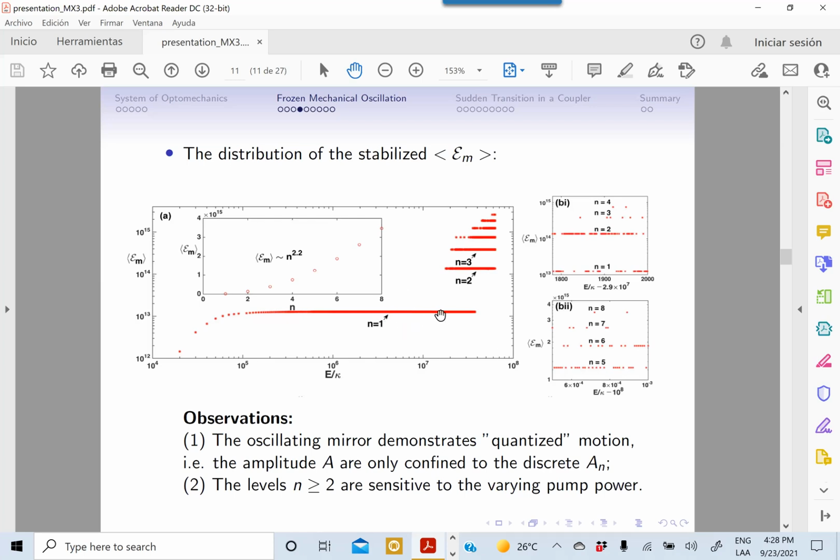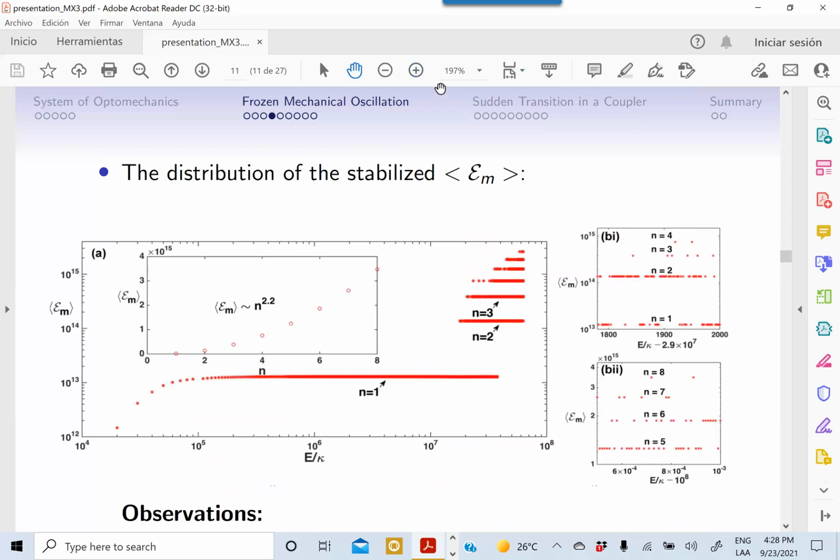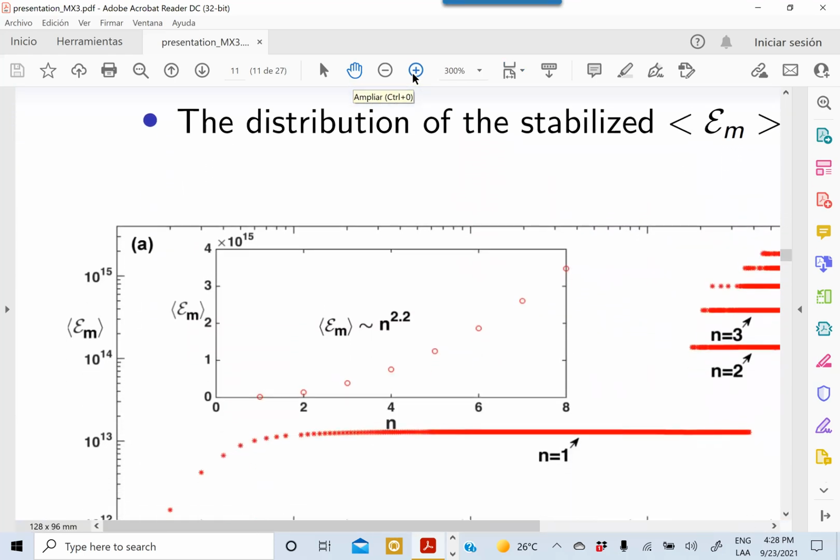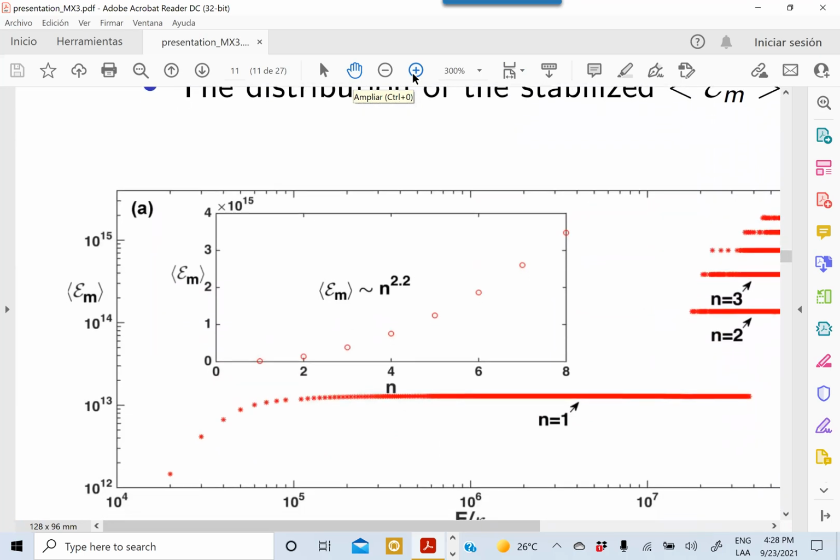If our external field becomes powerful enough, there could be transitions between these two different values, between the levels. We call them energy levels. And these energy levels satisfy a power law. See, for different energy levels m, the energy is proportional to m to the power 2.2, approximately.